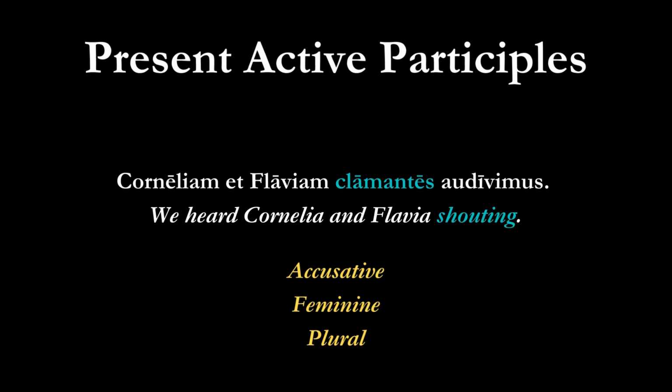Now, shouting is my present participle, right? And it's describing Corneliam and Flavia, right? Those are the two people that it's describing. So clamantes here is accusative, feminine, and plural. Okay. How do we know that? Well, there's two people here, Cornelia and Flavia. They're both girls, so it's feminine, and they're the direct object. That's who I heard or who we heard in this sentence. Okay. So clamantes is the accusative, feminine, and plural form.